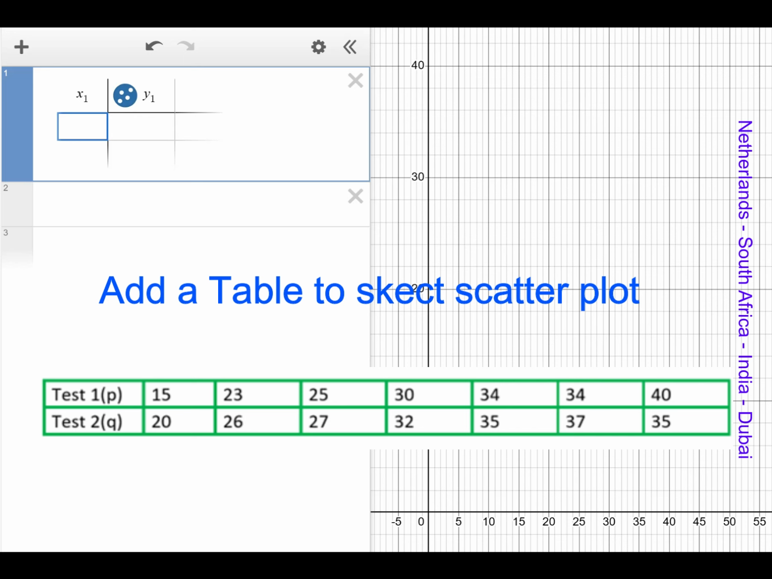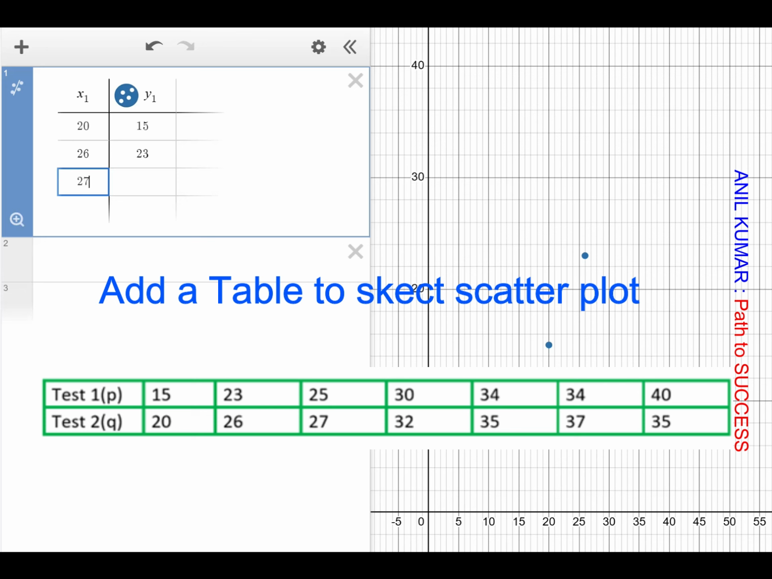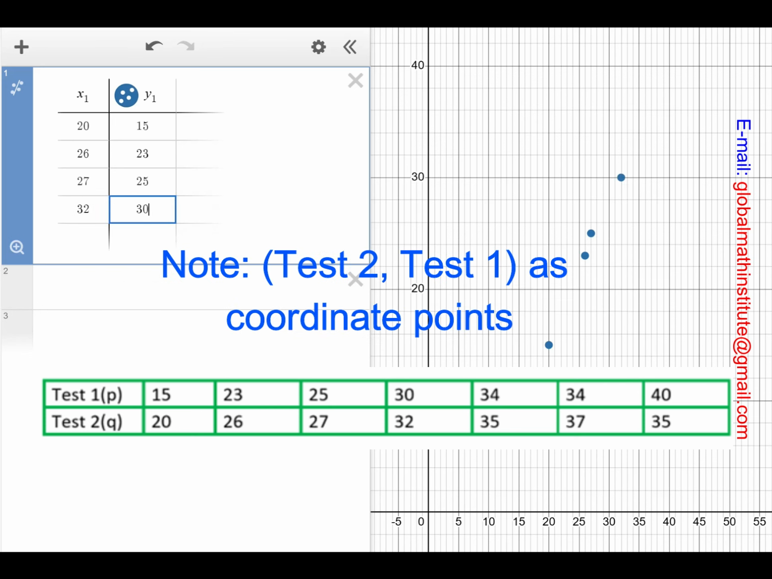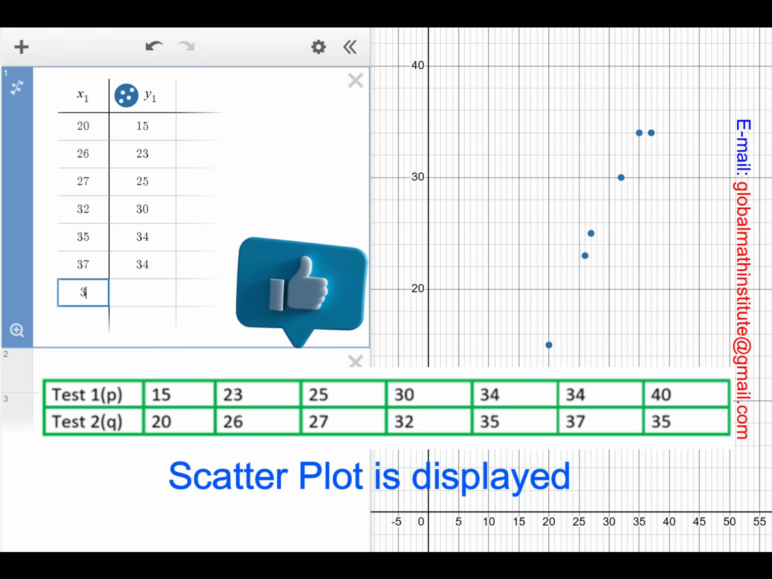So the first set is 20, 15. Tab takes us to the next. We get 26, 23 as the next, and then follow this procedure, right? 27, 25. Then we have 30, 30, 35, 34, 37, 34, and the last value is 35, 40.